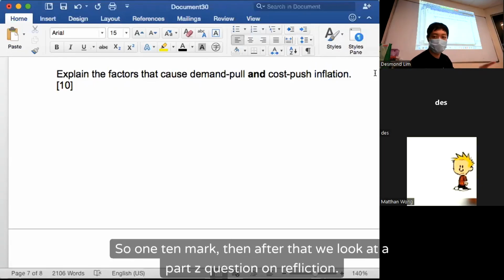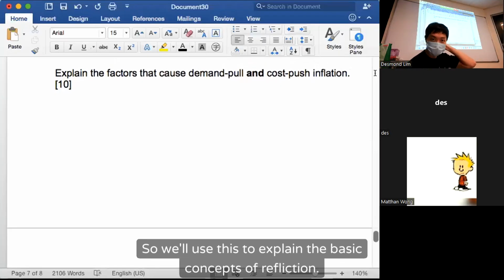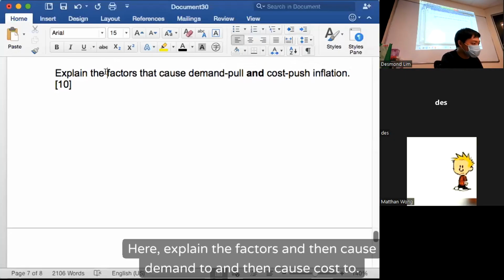Okay, so 110 mark. Then after that, we look at part G question on deflation. Okay, this one is a warm up. So we'll use this to explain the basic concepts of inflation. Here, explain the factors, and then cost, demand pull, and then cost.